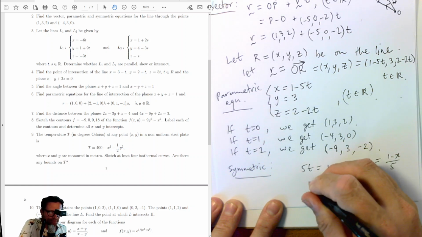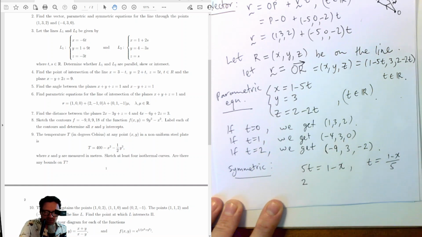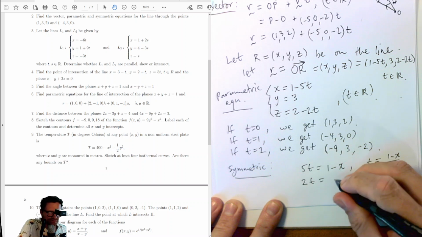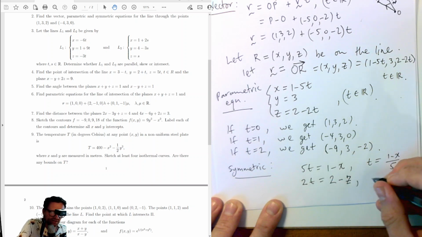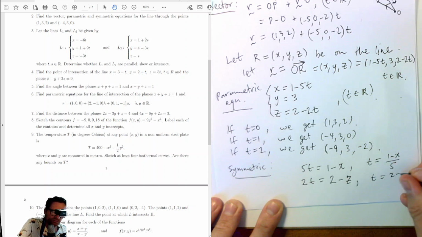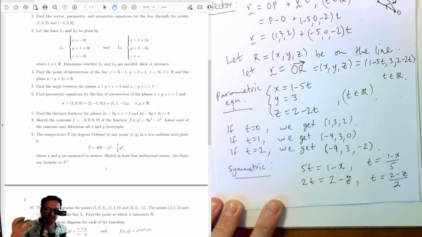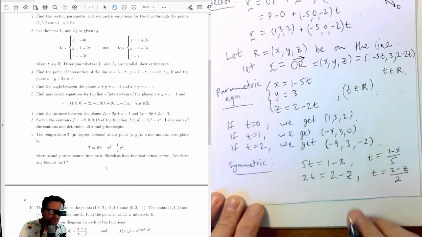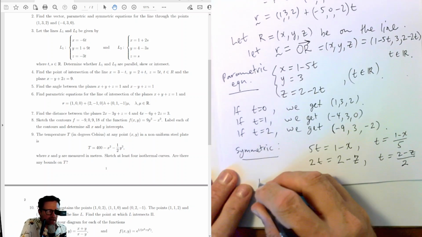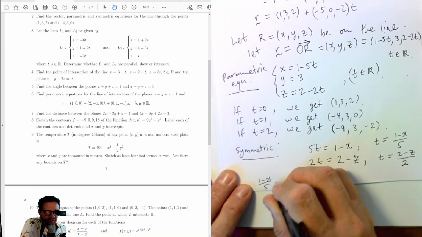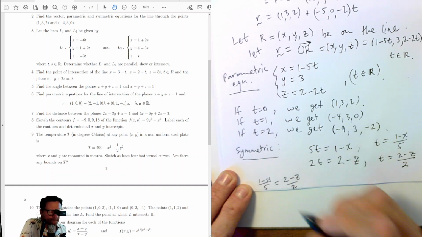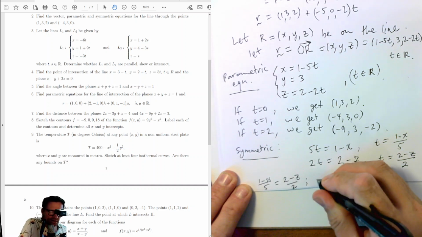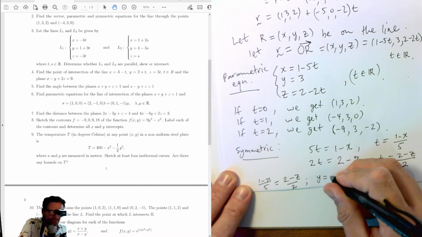Okay, so next let's do the same thing with this. So from z equals 2 minus 2t, we have 2t equals 2 minus z. Divide throughout by 2, and we have t is equal to (2 minus z) all over 2. So now these two t are supposed to be the same, right? And so we can combine these two equations and say (1 minus x) all over 5 is equal to (2 minus z) all over 2; and y is equal to 3.